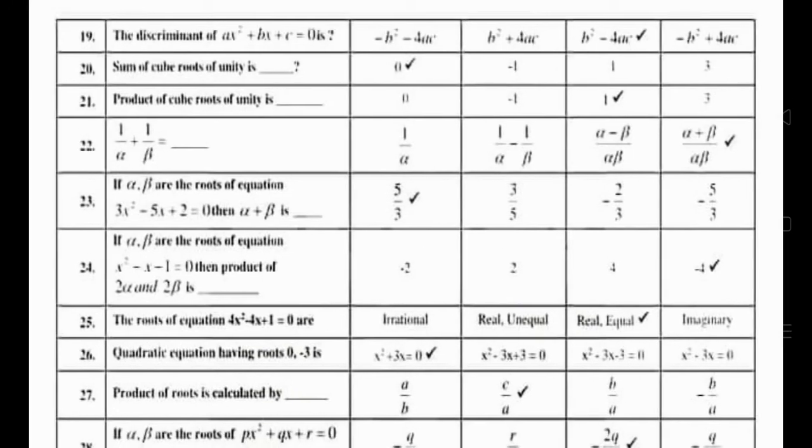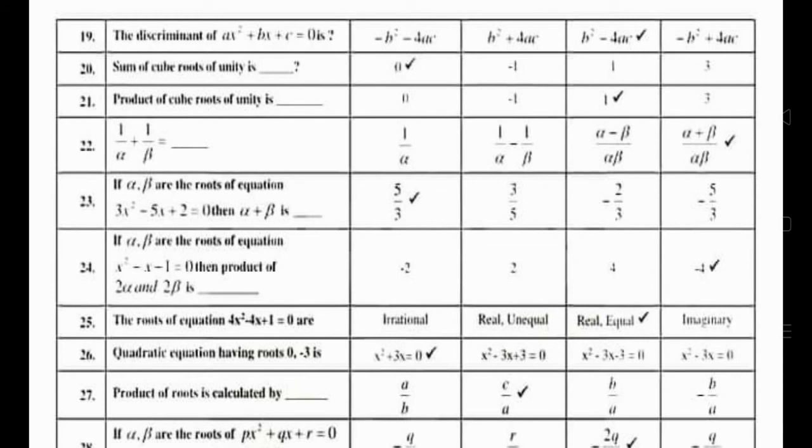The discriminant of ax square plus bx plus c is equal to 0 is b square minus 4ac. Sum of cube roots of unity is 0. Product of cube roots of unity is 1. 1 over alpha plus 1 over beta is equal to alpha plus beta divided by alpha beta.